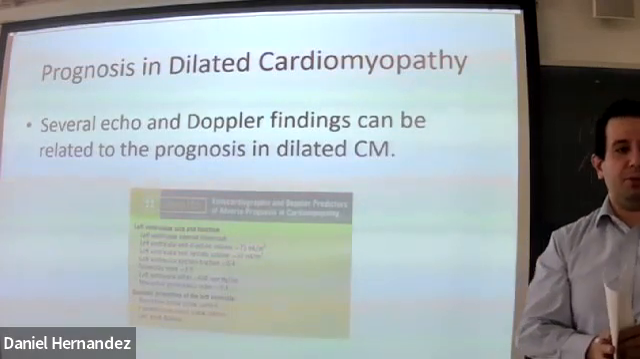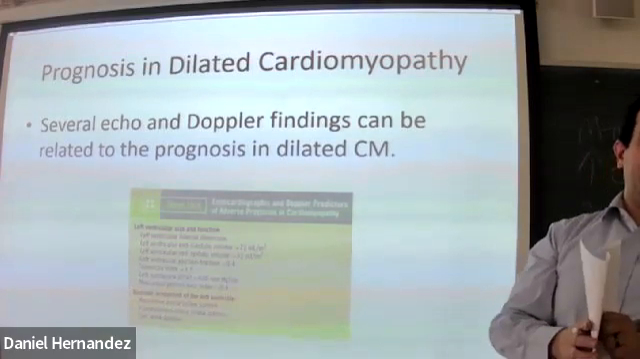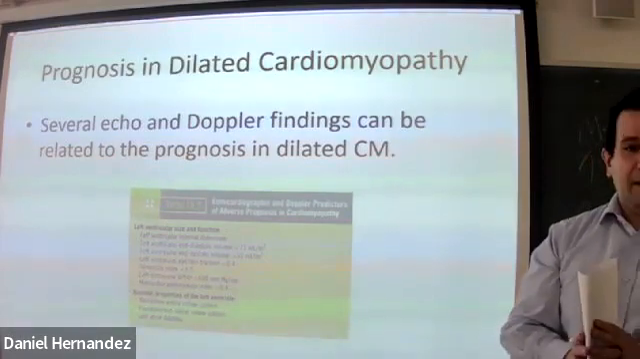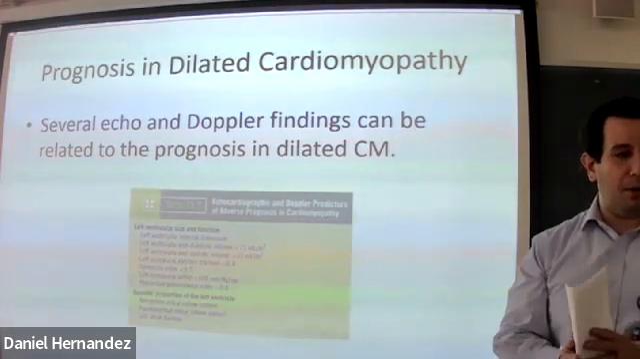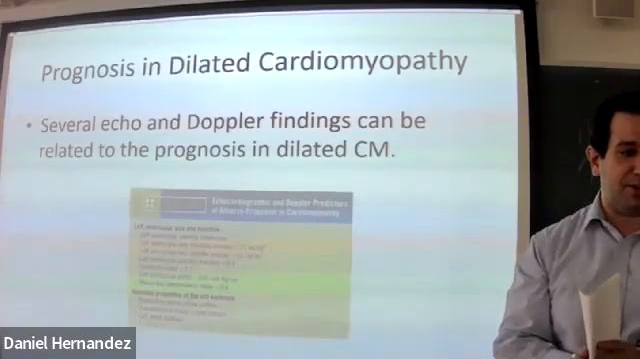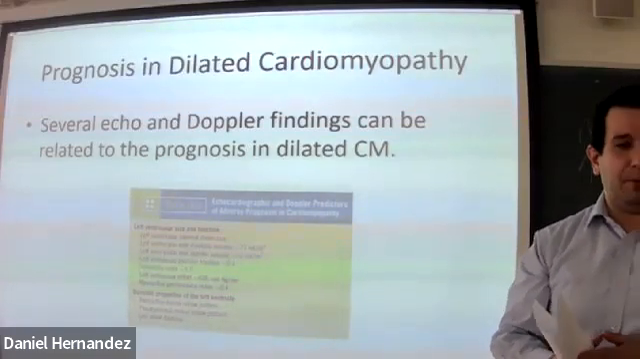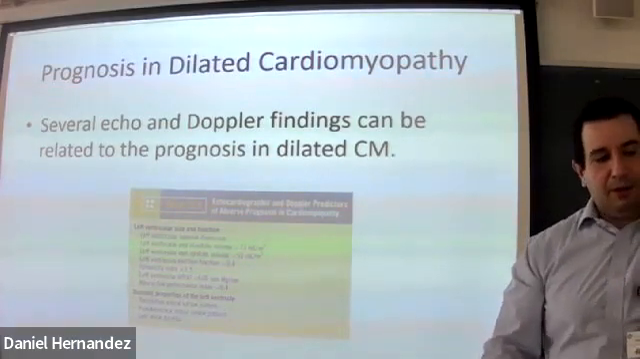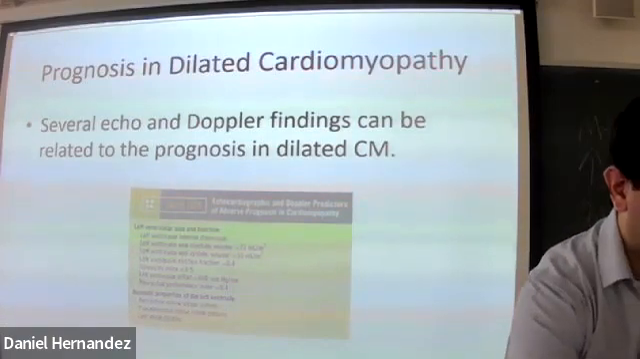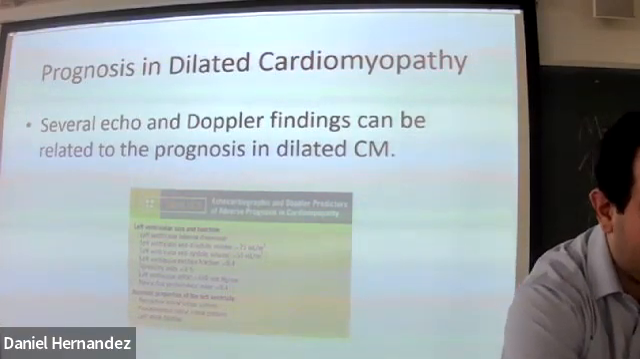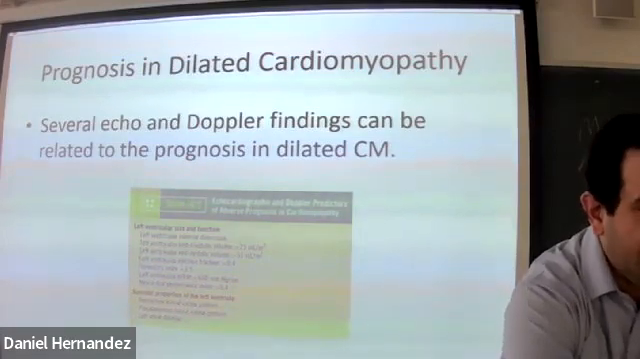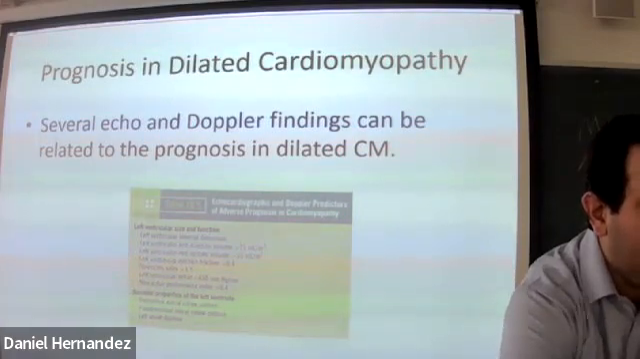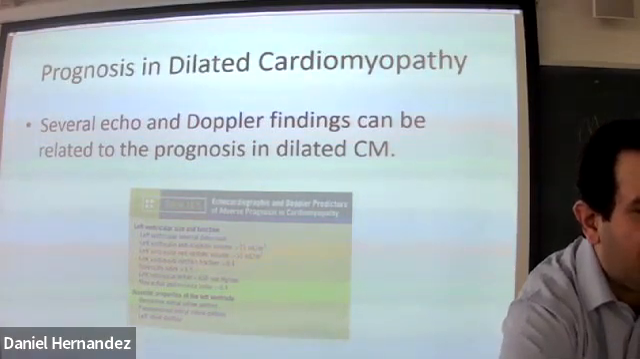So this chart just shows some of the prognostic indicators when we're talking about dilated cardiomyopathy. It's really based on how dilated that ventricle is and how low that person's ejection fraction is. So those are going to be the deterministic characteristics that we look for to determine a patient's outcome. The lower the EF, the worse that patient's outcome is going to be. The more dilated that left ventricle becomes, the worse that patient's outcome is going to be.